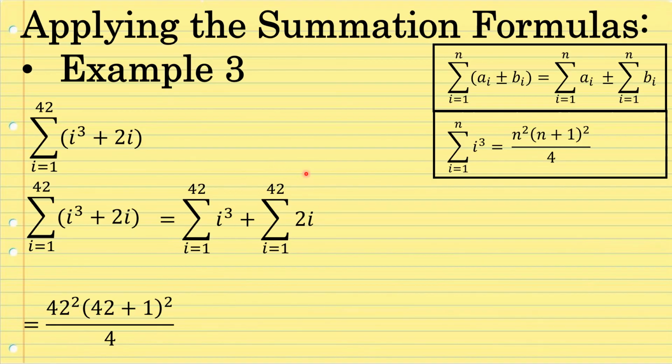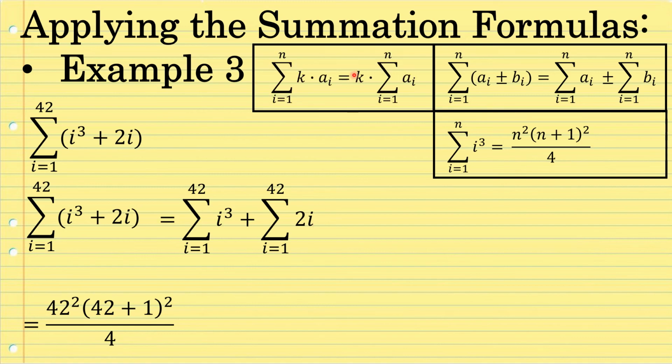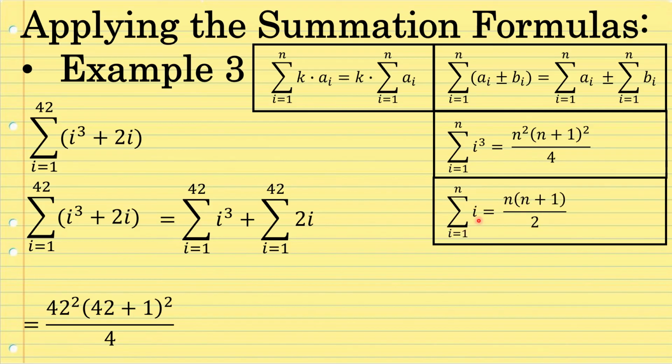The second part of this summation, now that it's broken apart into 2 terms, is the sum as i goes from 1 to 42 of 2i. There's a constant in front of the i, so we'll use the same property we used in the last 2 examples to move that constant out to the front, and we'll be left with just the sum as i goes from 1 to 42 of i. And to evaluate that, we'll use the formula n times n plus 1 over 2. Applying that, the coefficient 2 on the i is moved out to the front. Then I'll substitute a 42 for n into this formula, 42 times 42 plus 1 over 2.